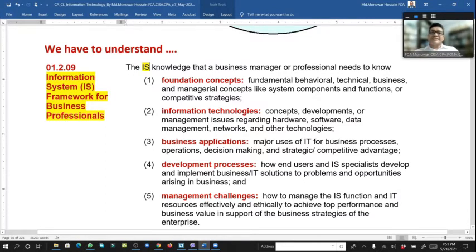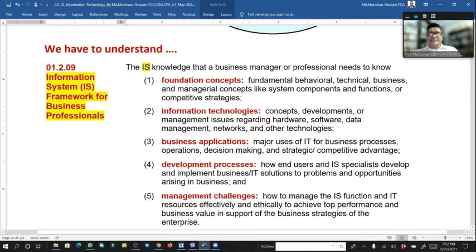So we need to understand the foundation of concepts. We need to understand information technology, that means concepts, developments or management issues regarding hardware, software, data management, network, and the technologies. And business application also measures the use of information technology for business process, operation, decision making, and strategic or competitive advantage. And development process: how end users and information system specialists develop and implement the business IT solutions to problem solving and opportunities arising in the business.